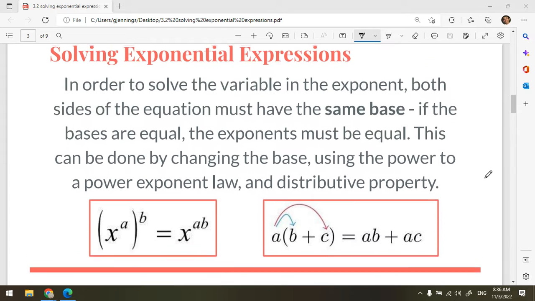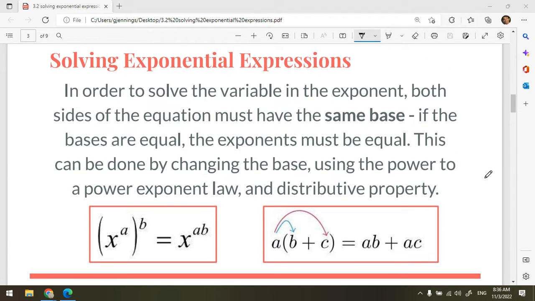Okay. So if you want to solve when the variable is in the exponent, you can create the same base on both sides. If the bases are equal, then the exponents must be equal. So that's the main thing we're going to be looking for today, is to create a common base. And we're going to be doing that by changing the bases. I was actually showing this to you already when I did some base changing.